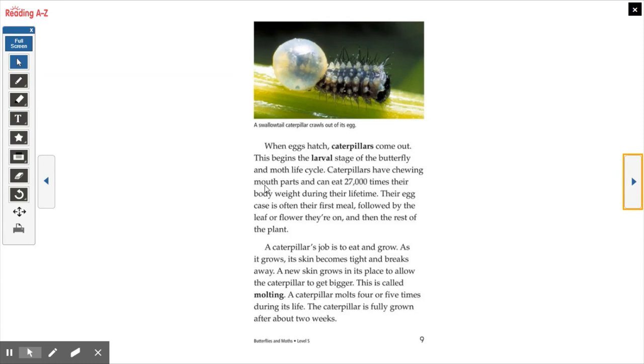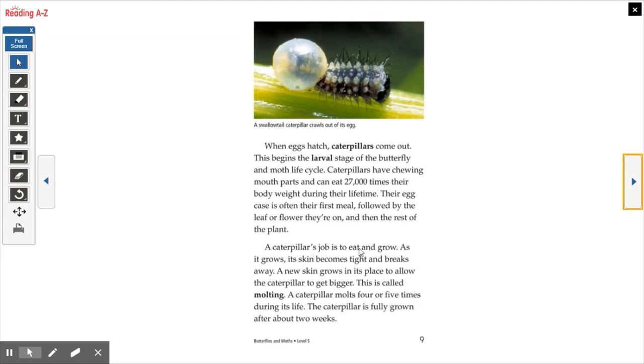Caterpillars have chewing mouth parts and can eat 27,000 times their body weight during their lifetime. Their egg case is often their first meal, followed by the leaf or flower they're on, and then the rest of the plant. So that means once they hatch, they eat the egg they were in, they start eating the leaf, and they basically just keep eating that plant. They just eat all the time.